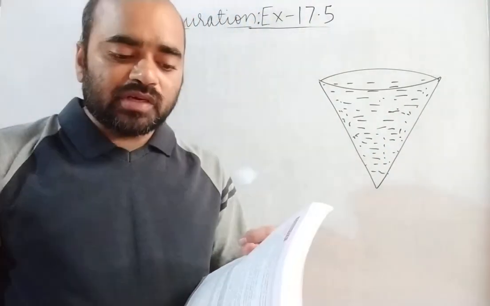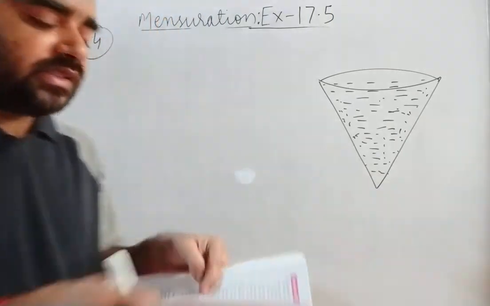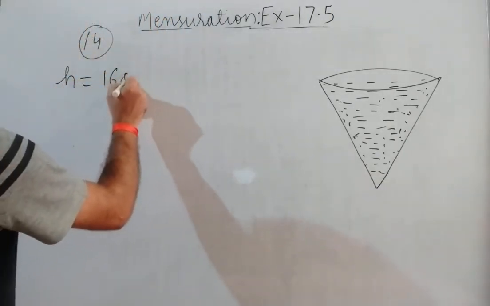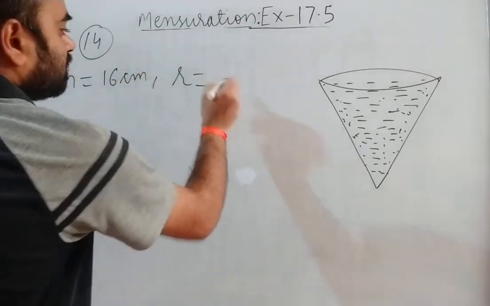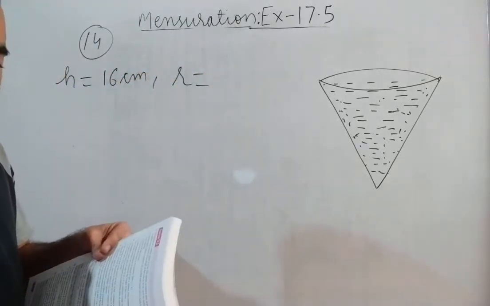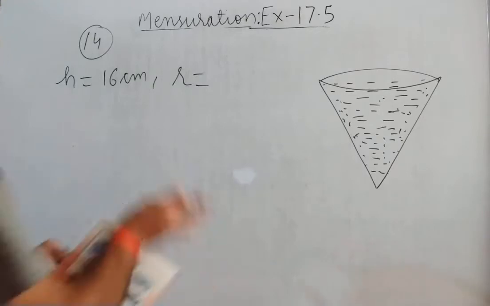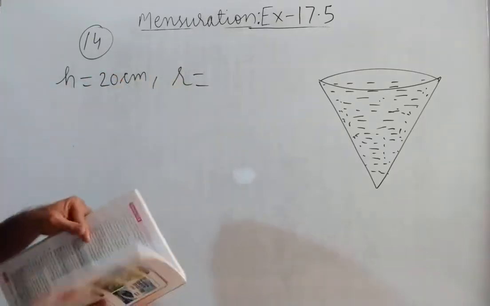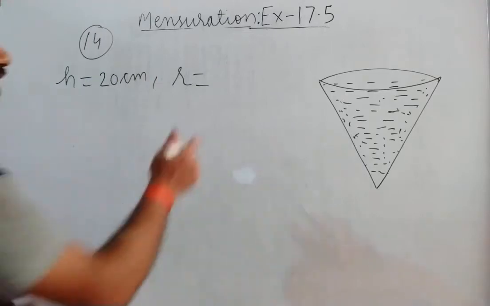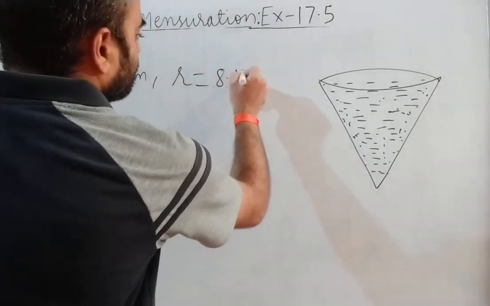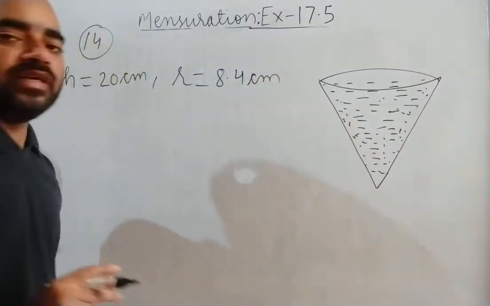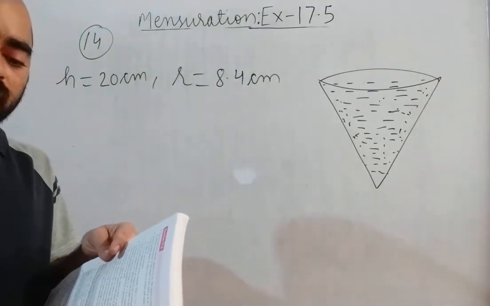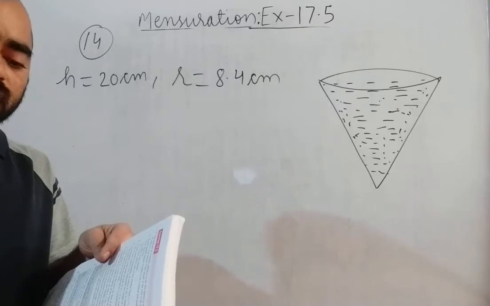Its height is 20 centimeter and diameter is 16.8. Height is 20 and diameter is 16.8. It means radius will be 8.4 centimeter. Correct? Two equal solid cones are dropped in it so that they are fully submerged.